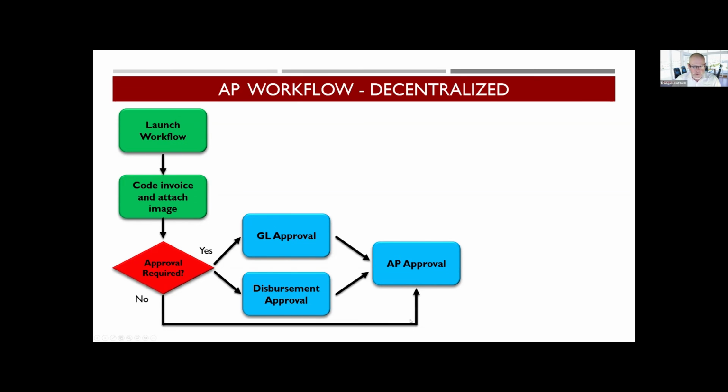If no approval is required, it would just go directly to AP approval. Your approvals may say that if it's charged to a client and it's under $100, we do not require an approval. So that will come directly to accounts payable, and then the invoice gets posted.